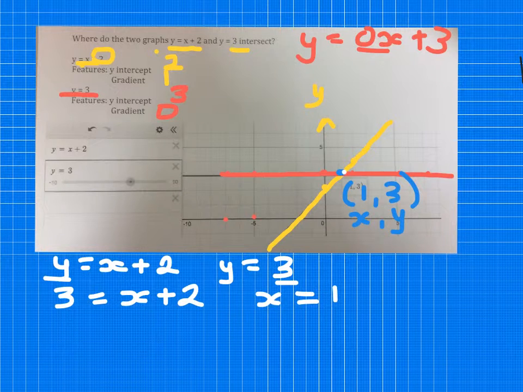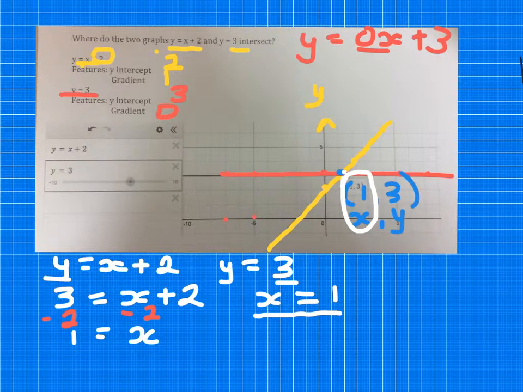Or if we want to work it out using some kind of simplification to find x, we've got a plus 2, so we have to take 2 off both sides of the equation, and that's going to leave us with x, and 3 take away 2, which is 1. At the point where x is equal to 1, both equations are the same. And the solution to that equation can be indicated here on the graph. x is equal to 1.